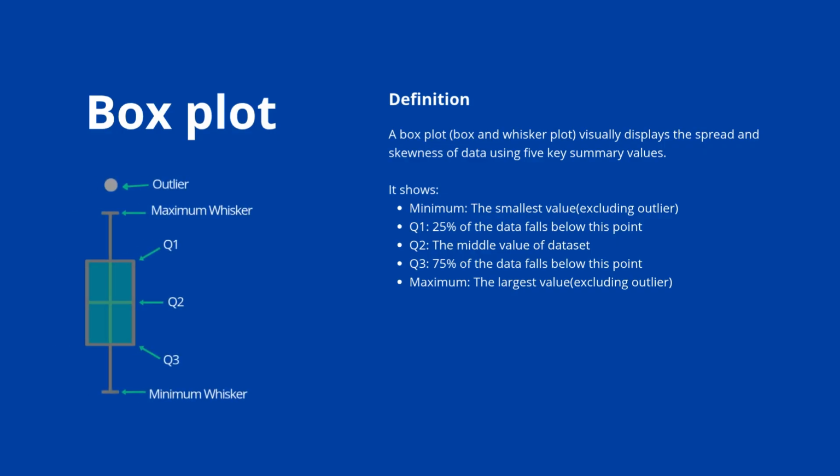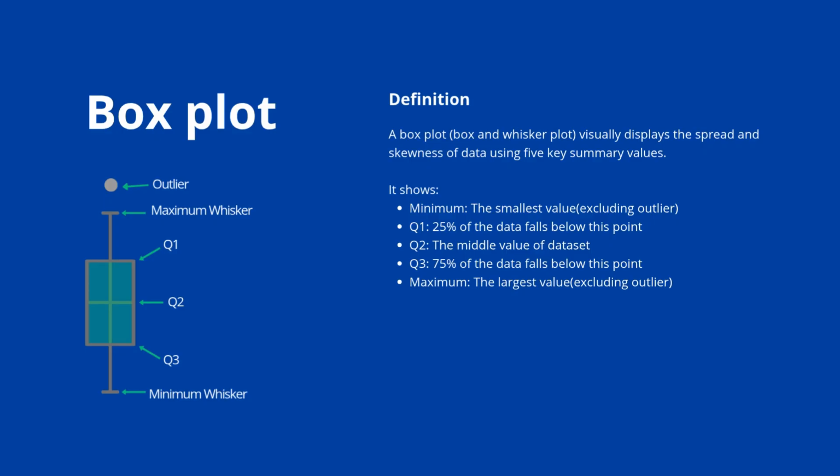If you see in a diagram, the box itself contains the middle 50% of data. The line inside the box is the median, the midpoint of data, and the whiskers extend to the smallest and largest values that are not outliers. Points beyond the whiskers are your outliers, values that lie far from the rest.